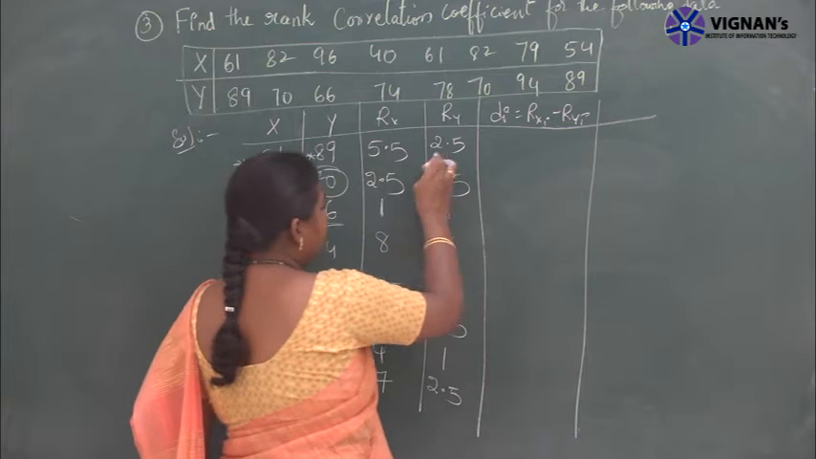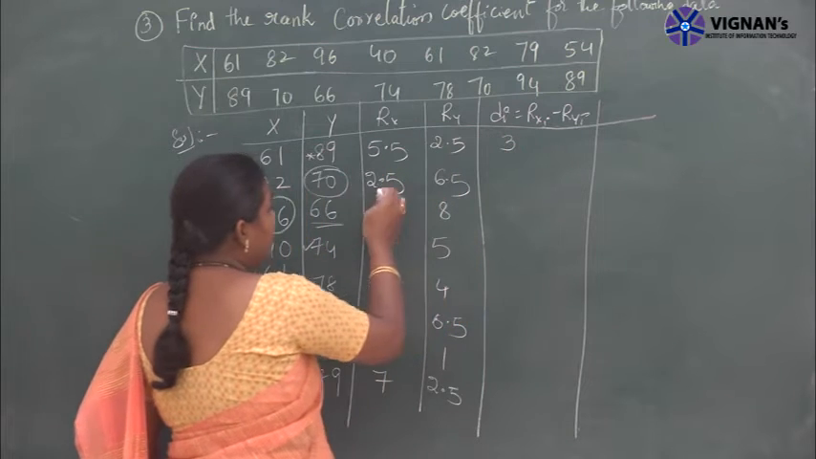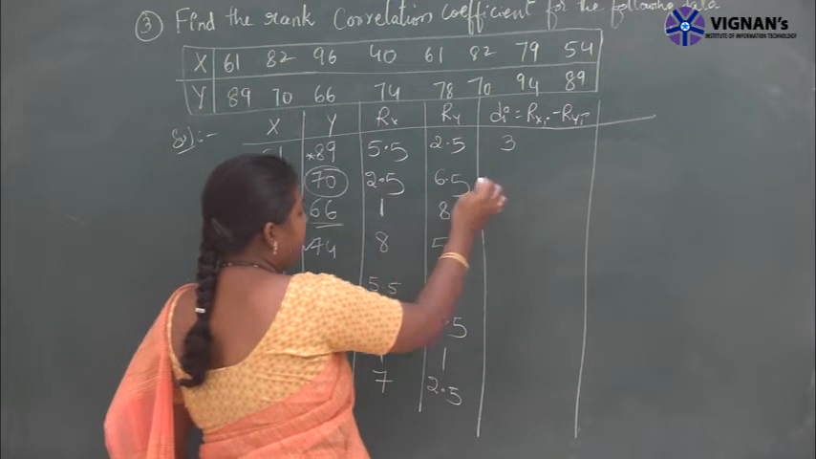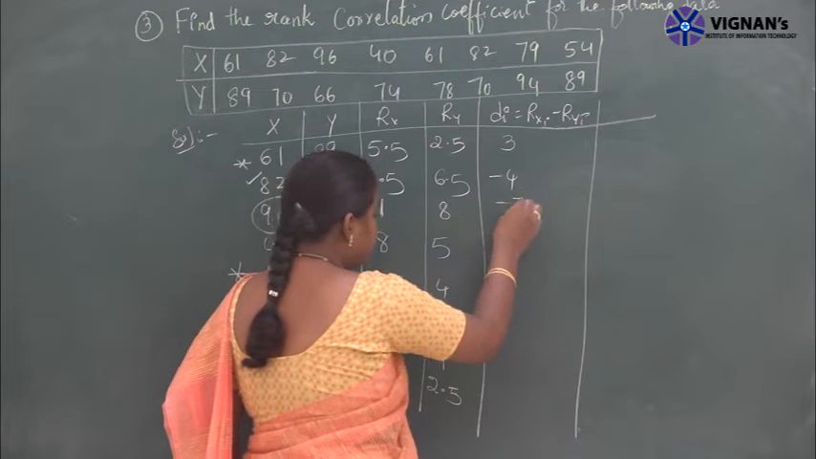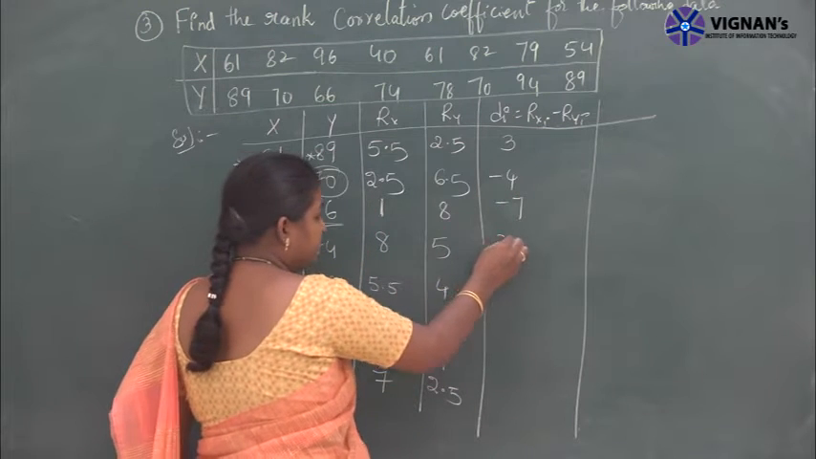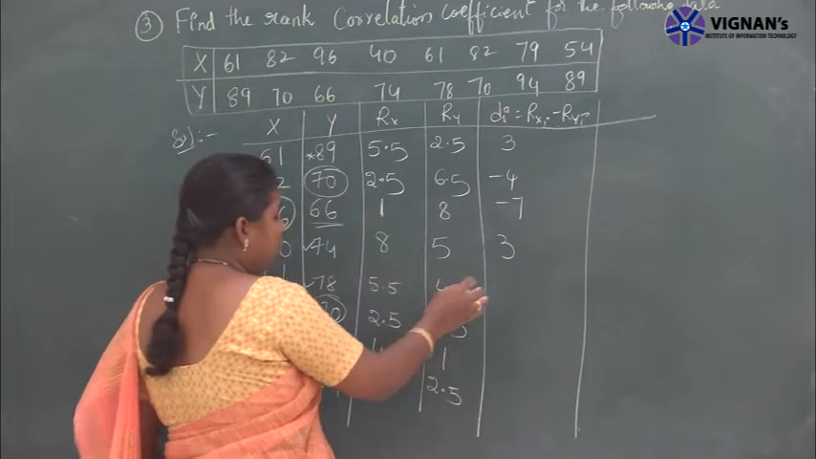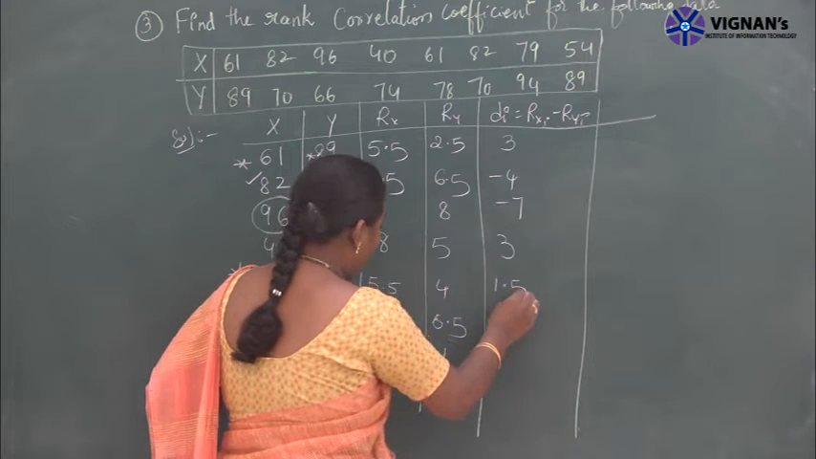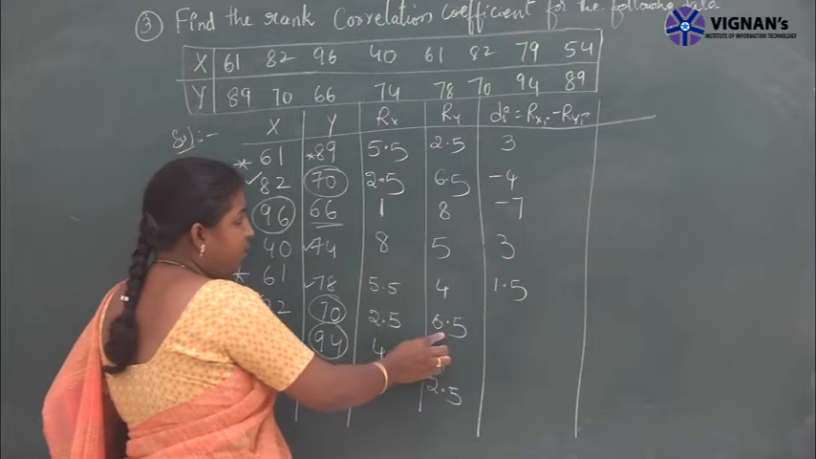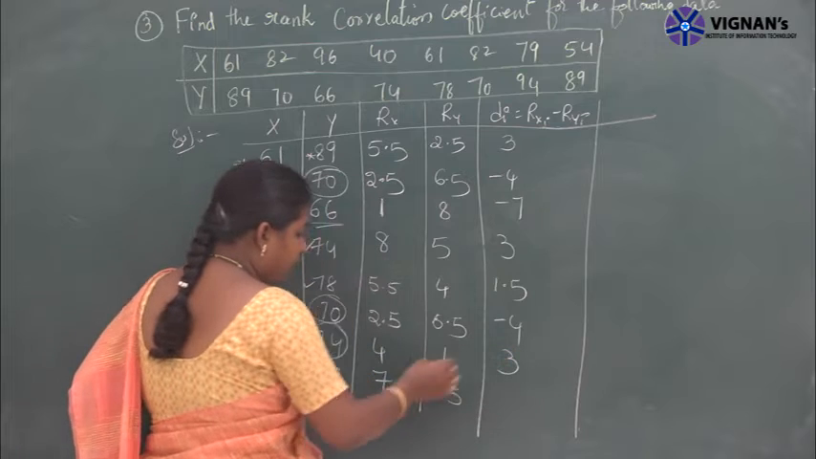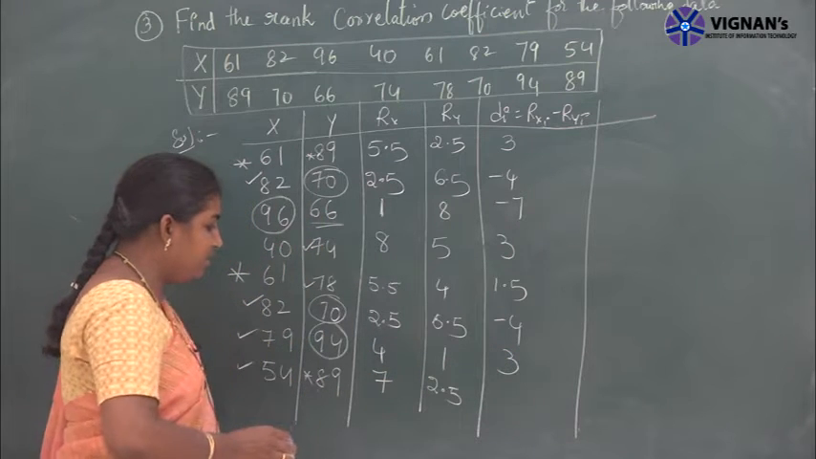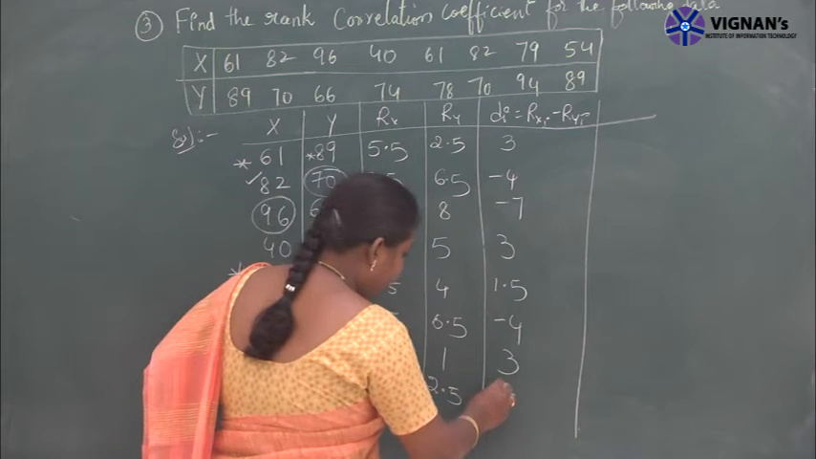5.5 minus 2.5 is 3. 2.5 minus 4.5 is minus 2. 1 minus 8 is minus 7. 8 minus 5 is 3. 5.5 minus 4 is 1.5. 2.5 minus 6.5 is minus 4. 4 minus 1, 3. 7 minus 2.5 is 4.5.